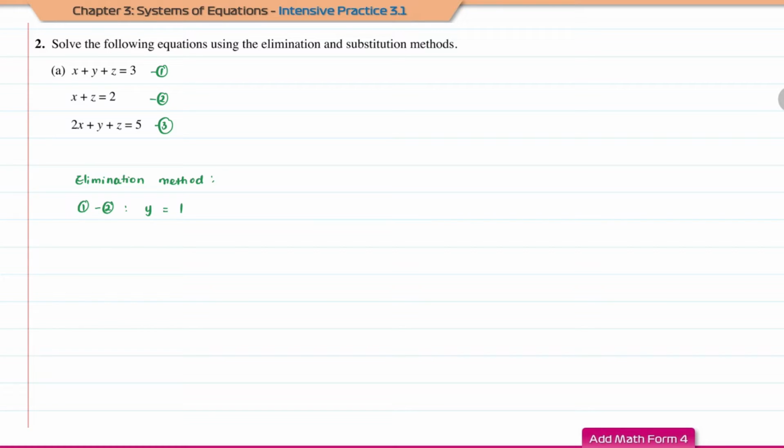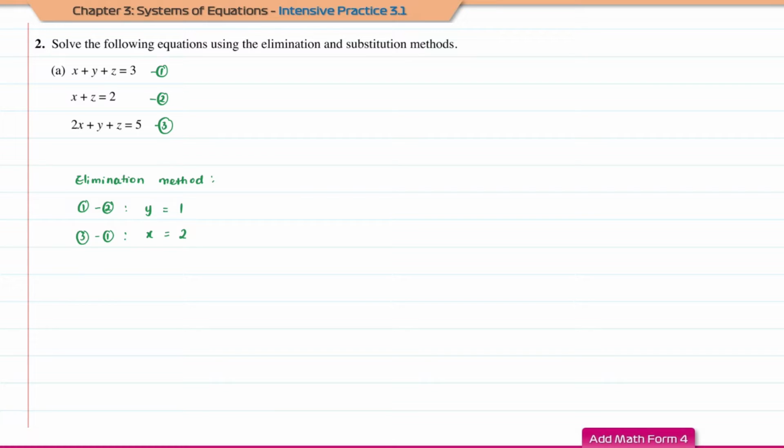Next, I'm going to use equation 3 and equation 1. As you look at here, you have the equal value for the variables y and z. So when I use equation 3 minus equation 1, then I will be able to eliminate these two variables. So next, equation 3 minus equation 1. So 2x minus x, which is x, will be equal to 5 minus 3, which is 2. So that is the value of x.